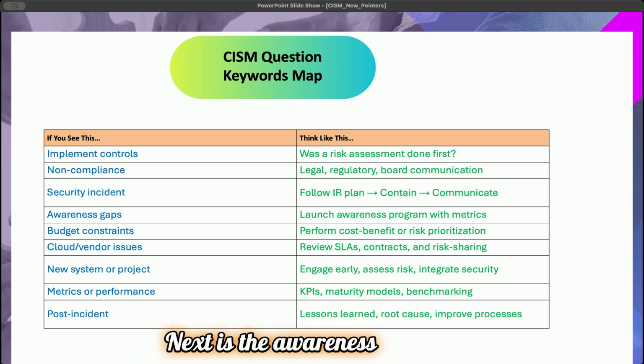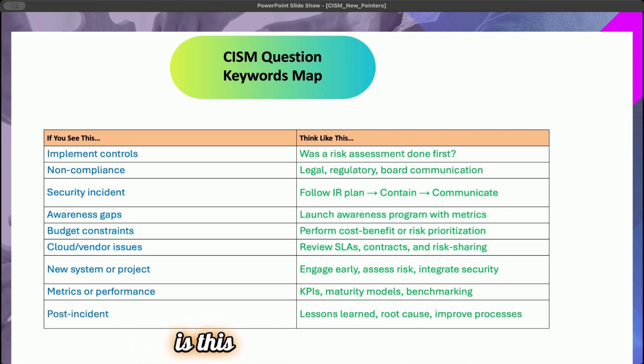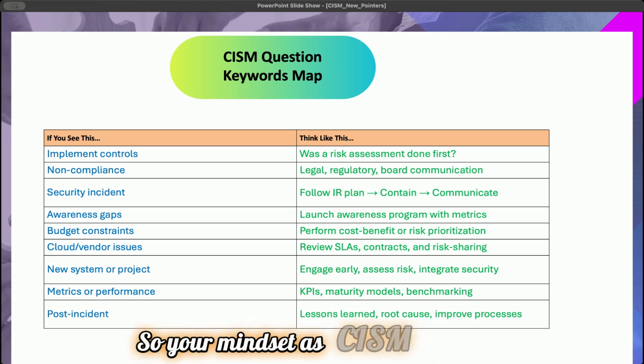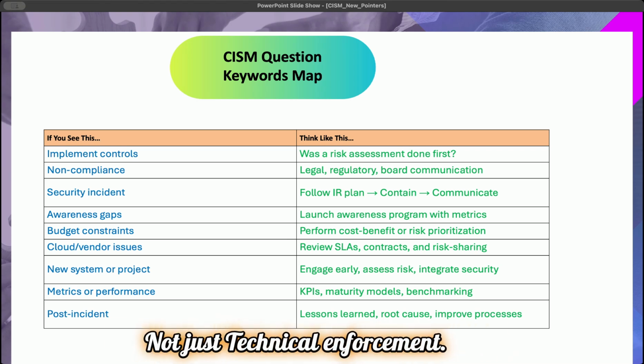Next is the awareness gap. In this, as a CISM, you are going to ask a question: is this a result of a failed or missing training process? Do we have metrics to track awareness effectiveness? So, your mindset as a CISM should be to address the human factor, and prefer the answers involving ongoing awareness programs, simulations, or role based training, not just technical enforcement.